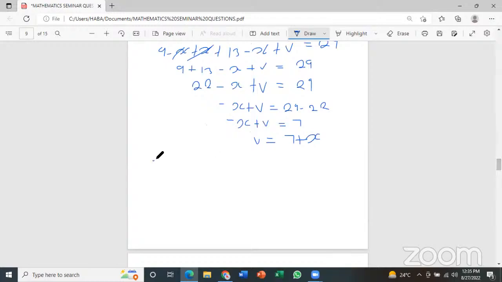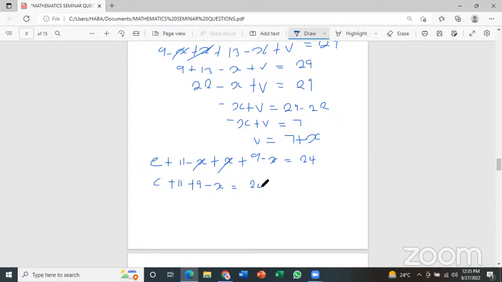So we equate c plus 11 minus x plus x plus 9 minus x equals 24. These two x will cancel. I'll be left with c plus 11 plus 9 minus x equals 24.